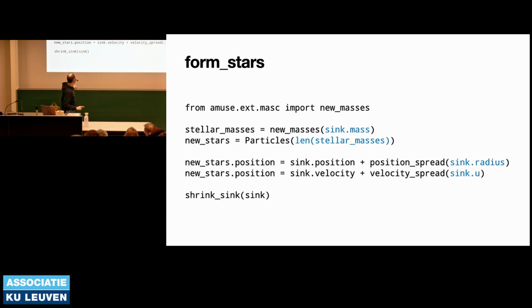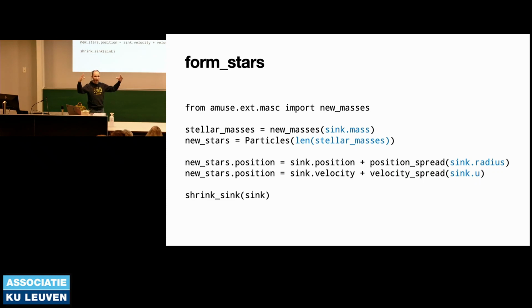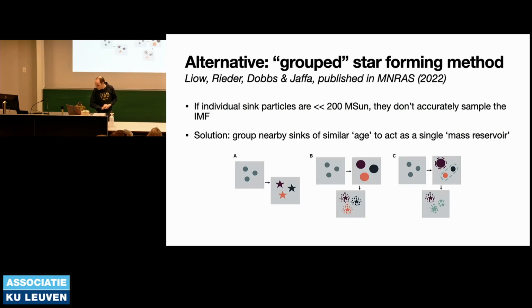Oh, and the final thing here is that you actually shrink the sink, which means the accretion radius changes. It becomes smaller. And the reason is that you have very little mass left in your sink, which means it could be kicked around and then start to accrete a lot of gas in places where you don't want it to.